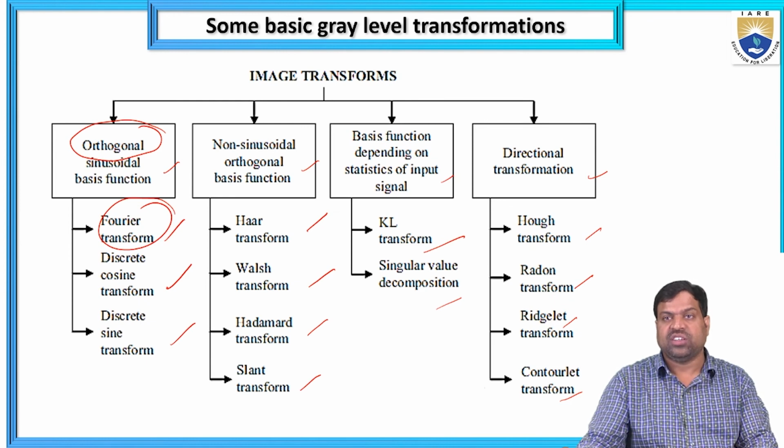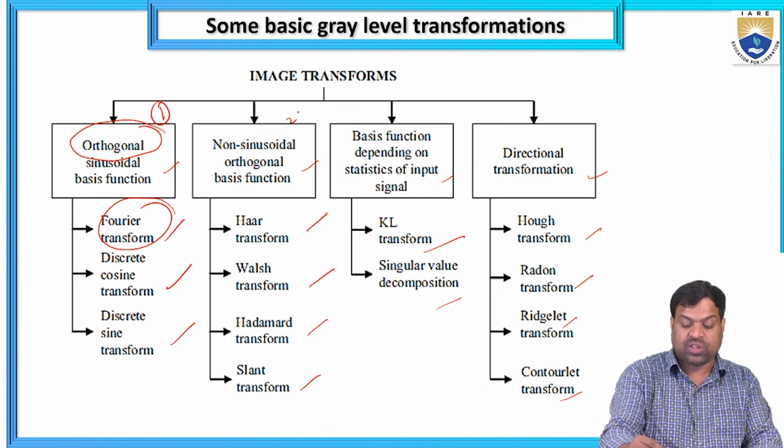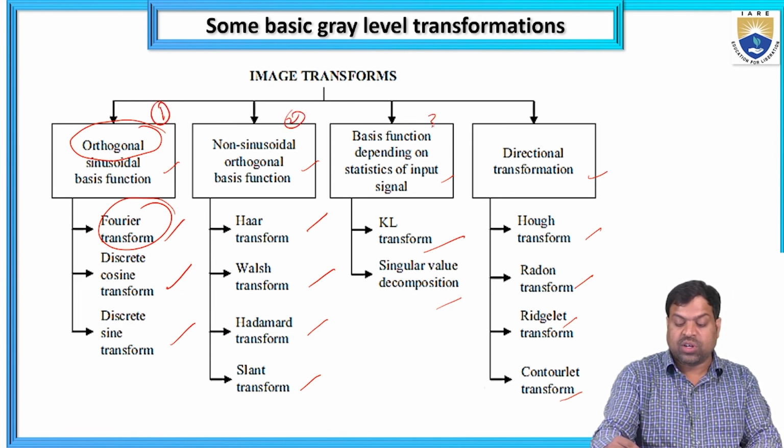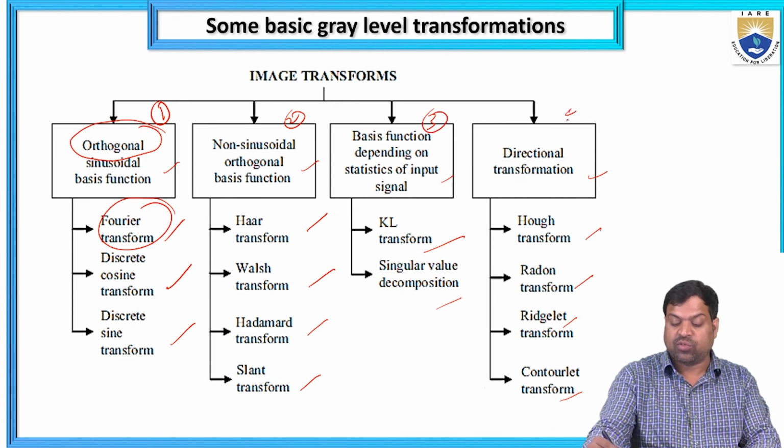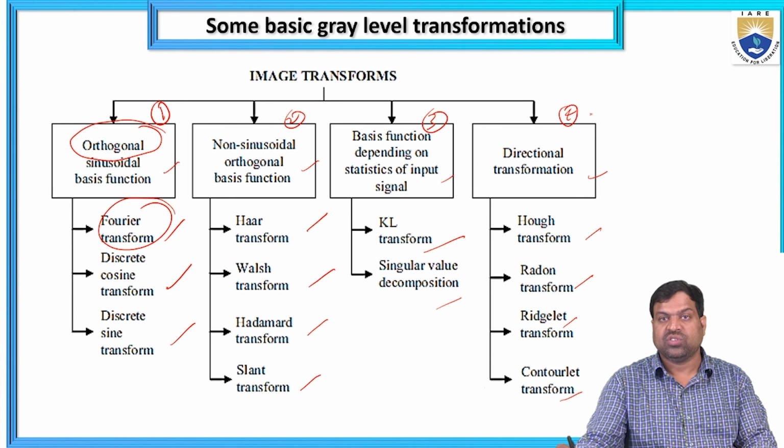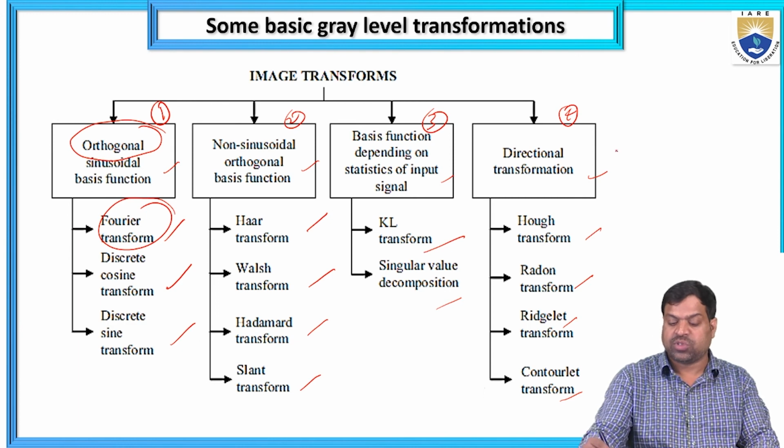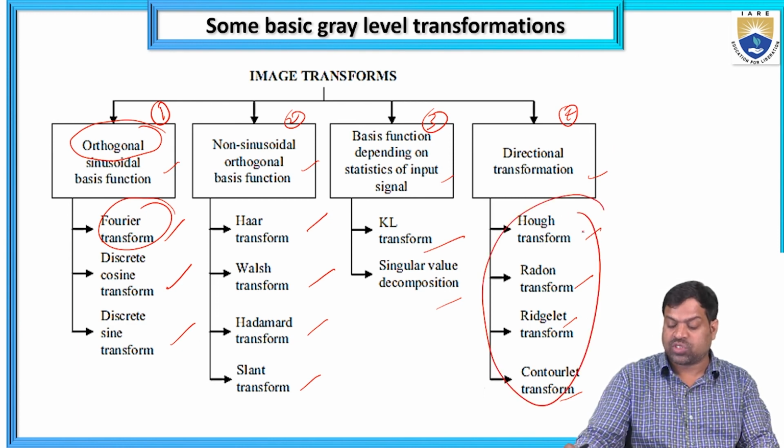So what are the stages in the image transform? The first is orthogonal sinusoidal basis function, the second is non-sinusoidal orthogonal, the third is basis function depending on statistics, and the fourth is directional transformation. Orthogonal sinusoidal basis function includes the Fourier transform, discrete cosine transform and discrete sine transform. Non-sinusoidal means Haar transform, Walsh transform, Hadamard, and slant. The third is basis function depending on the statistical input signal, that is the KL transform and singular value decomposition, and the directional transformation is the fourth type. These are the four subtypes of it.